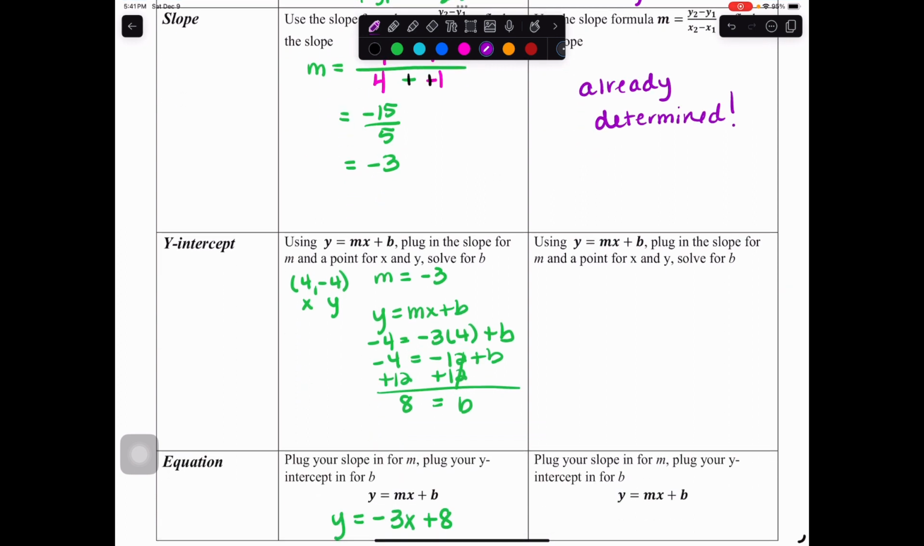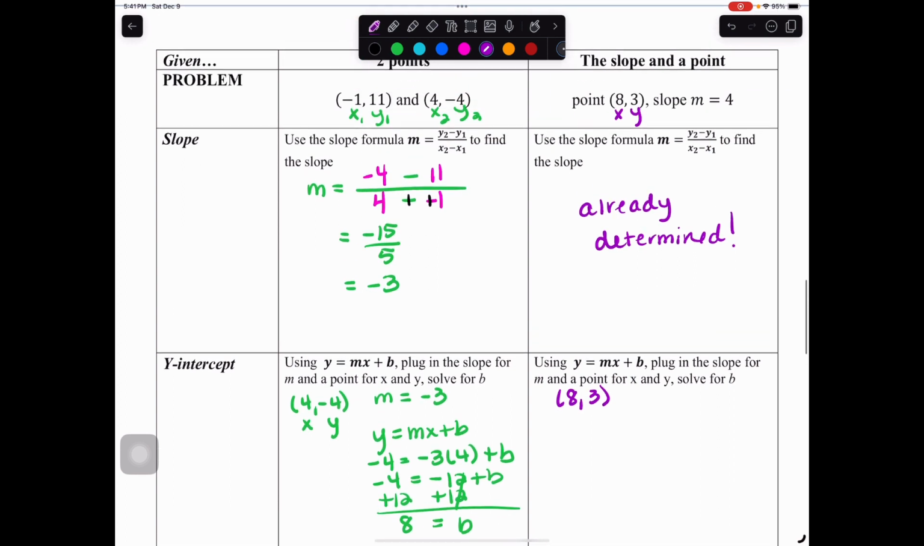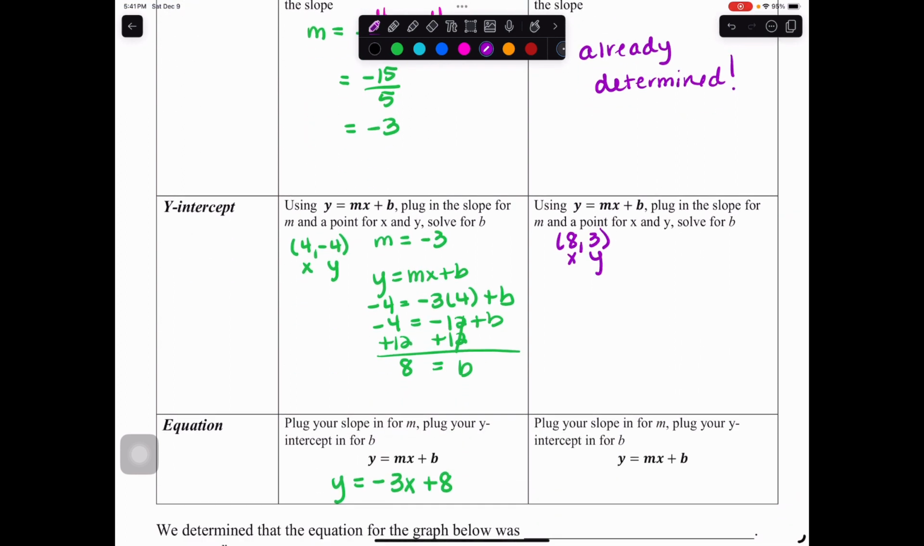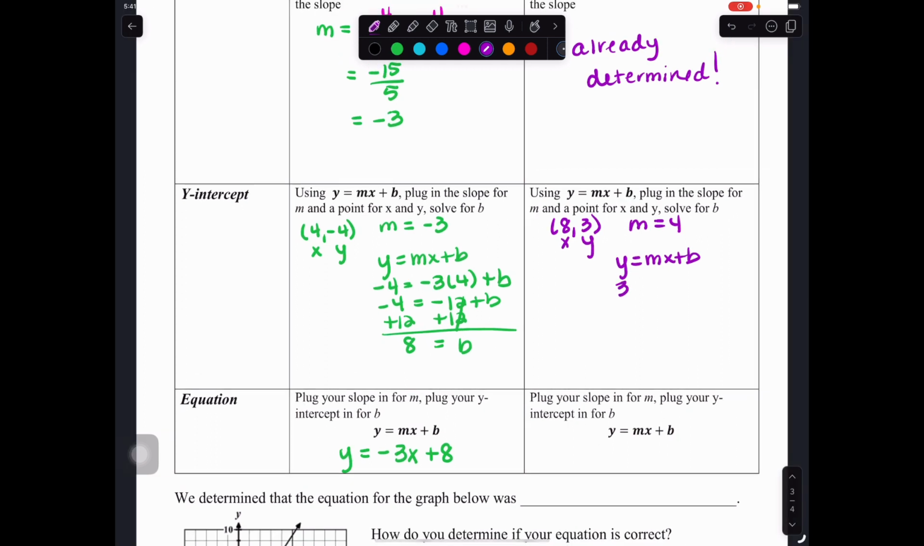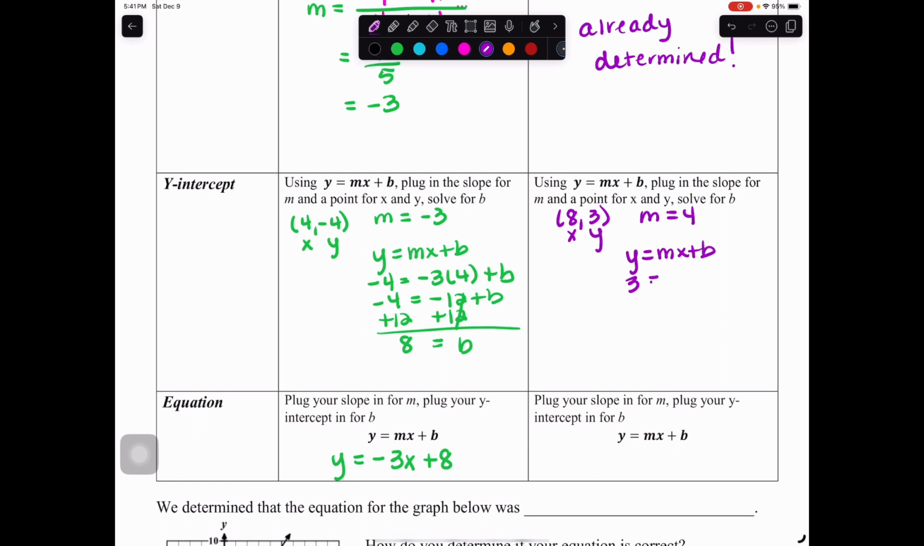Next, we still have to find the y-intercept. So we have our point 8, 3. That's giving us our x and our y. And then we already know that our slope is 4. So we can take our equation, y equals mx plus b, and we can plug in what we know. Y is 3. The slope is 4. The x is 8. And we're going to find b. So this is 3 equals 32 plus b.